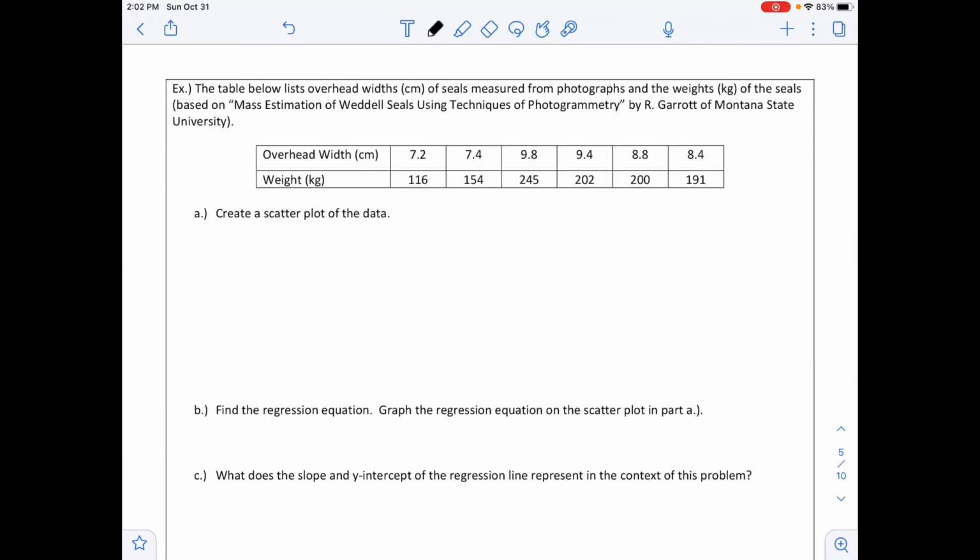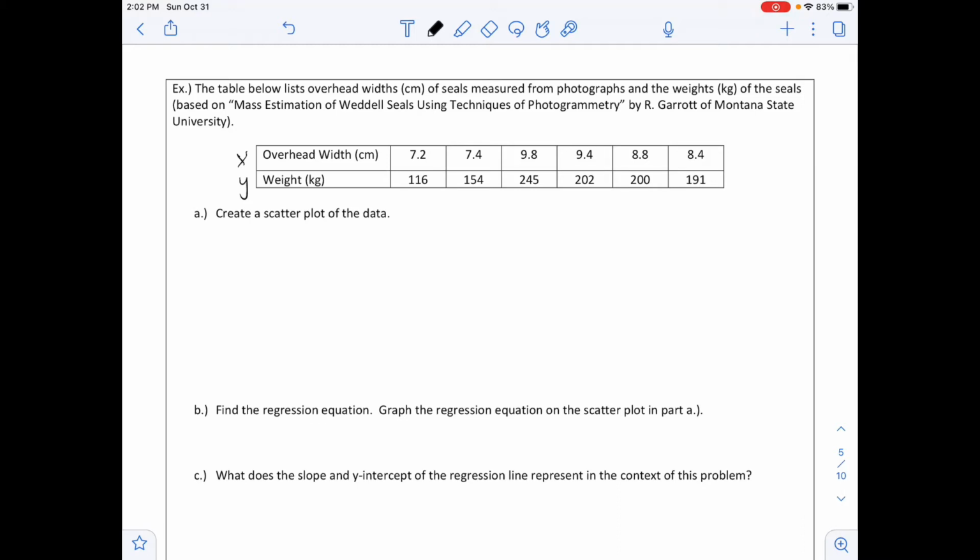The example below says the table below lists overhead widths in centimeters of seals measured from photographs and the weights in kilograms of the seals based upon the studies listed there. And so you can see we have the overhead width in centimeters and the weights in kilograms. And so we have our x value and our y value for our variables. And the first thing here says to create a scatter plot of the data.